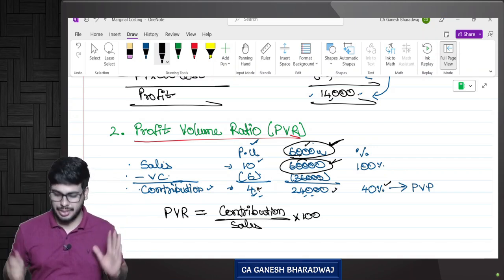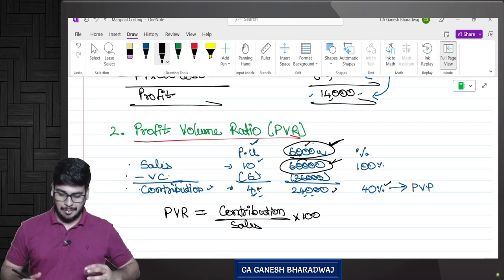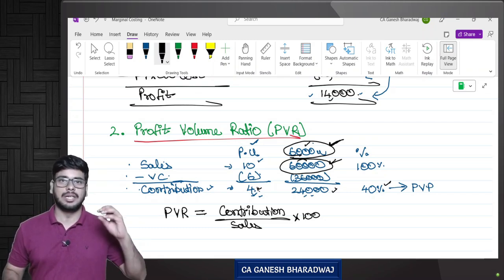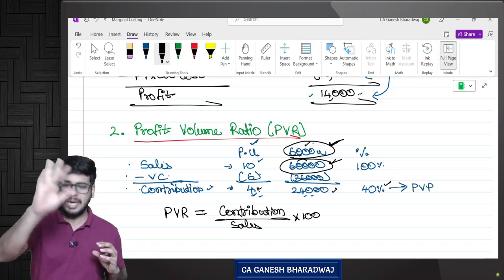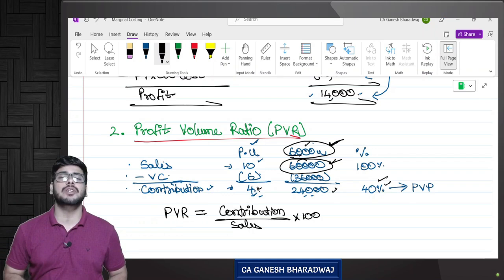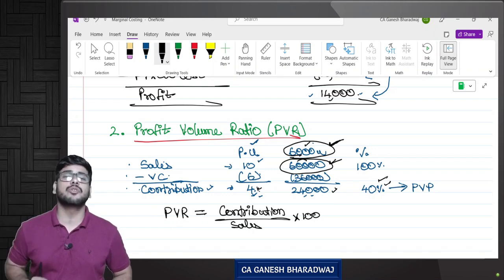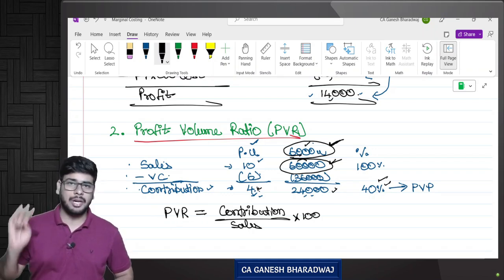Are you clear with this? Yes. Suppose someone is saying, I'm going to make sales worth 1 lakh rupees, correct? So how much is the contribution? 1 lakh into PV ratio, profit volume ratio, 40%, which is going to be how much? It is going to be 40,000 rupees.